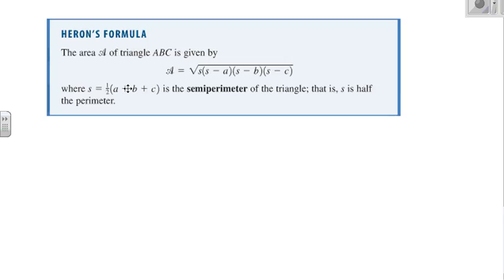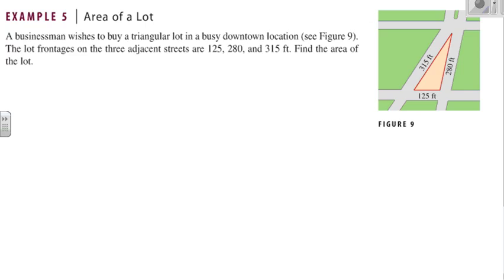So 1/2 A plus B plus C, adding up all the sides to be the perimeter, half of that's called the semi-perimeter. And that's what's used here in the formula with all the side lengths. So let's use that to find the area of this triangle here, which is a lot of land. The streets, they just measure the lengths of the streets on each side, 125, 280, and 315.